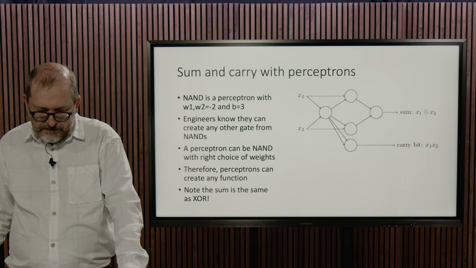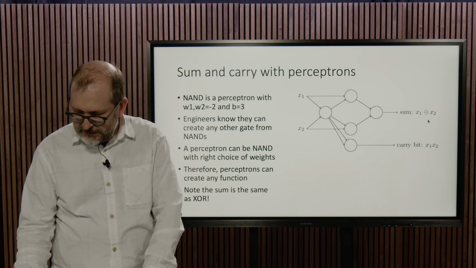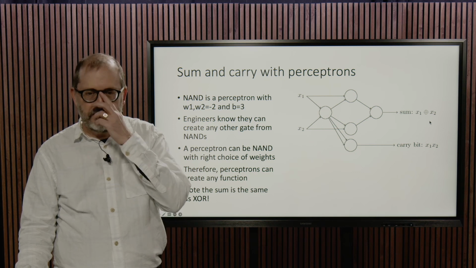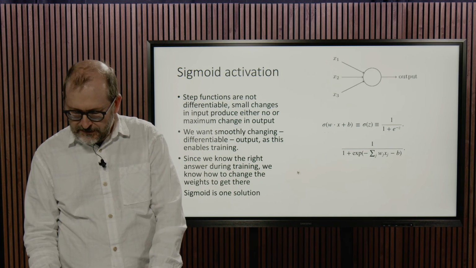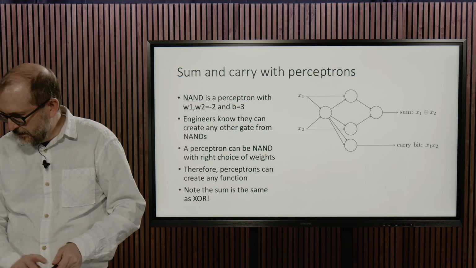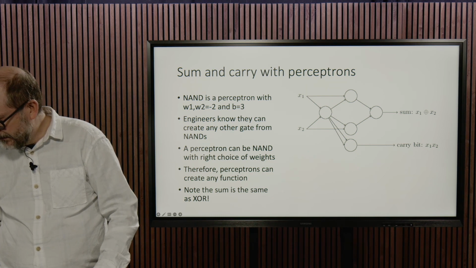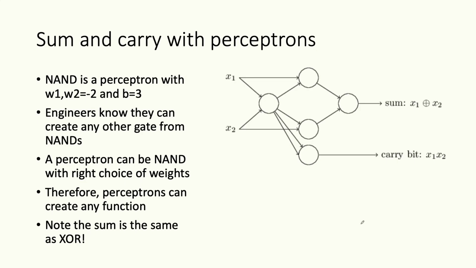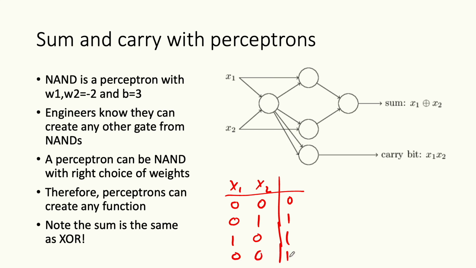All right, and I would like you to note that the sum is going to be the same as XOR. Remember that we wanted to solve the XOR problem. That meant that if x1 is 0 and x2 is 0, then XOR should be 0. And if it's 0 and 1, then that should be 1. 1 and 0 should give you 1. And 1 and 1 should be 0. And you should be able to verify that sum does this, right?